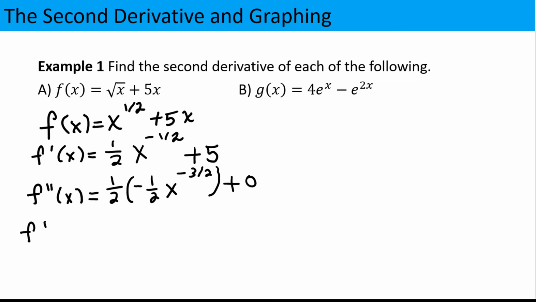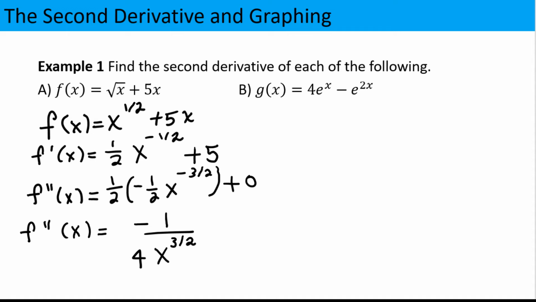We clean this up a little bit, and we could write this as negative 1 divided by 4, for the 2 times 2, x to the power of 3/2. Since we moved the 3/2 to the denominator, we don't need the negative.